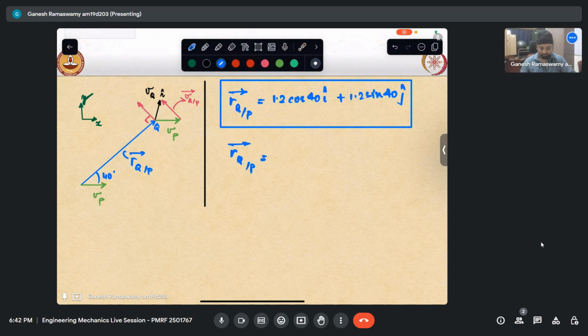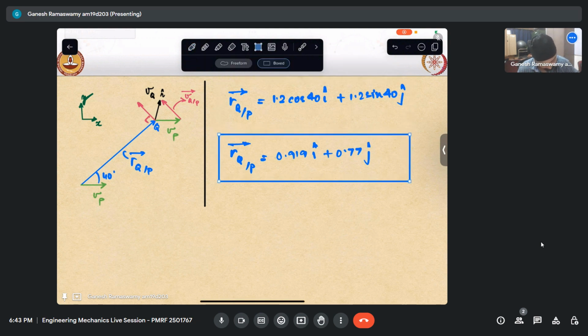So this is 0.919 i cap plus 0.77 j cap. So I have got this value now. So the 0.919 and 0.77.